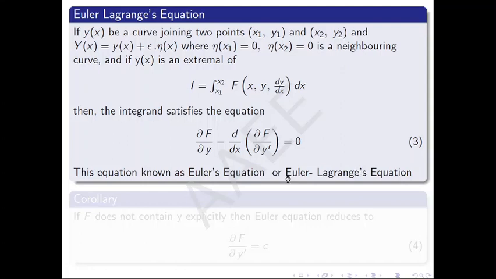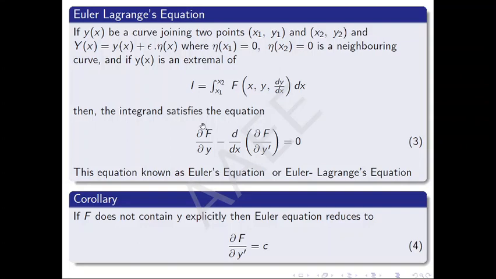If del f by del y is 0, that is, f is free from y explicitly, then your Euler equation will be d by dx of del f by del y dash is equal to 0. After integrating with respect to x on both sides, you will get del f by del y dash is equal to c, where c is a constant of integration.